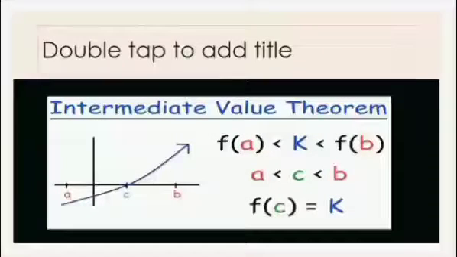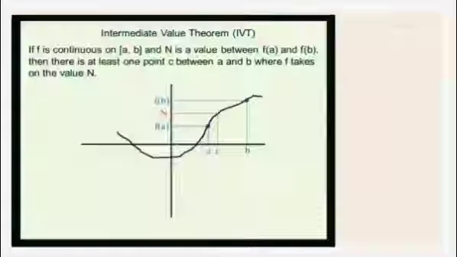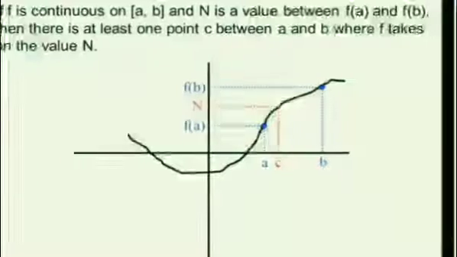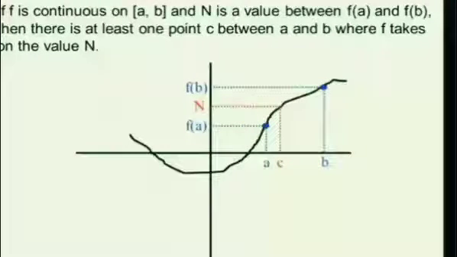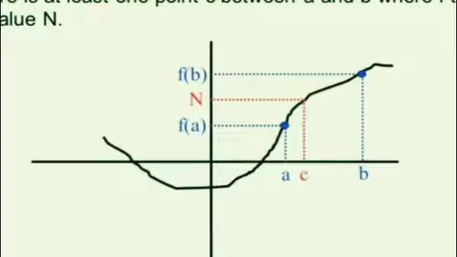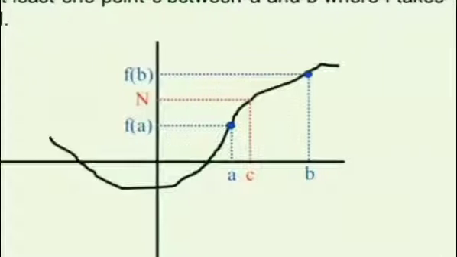From this picture, we can observe that c is a value lying between a and b. f of a is less than k, which is less than f of b. It states that a point should lie between these two points. And coming to this picture, if f is continuous on the closed interval a comma b, and n is a value between f of a and f of b, we can see that c is a point lying between a and b.